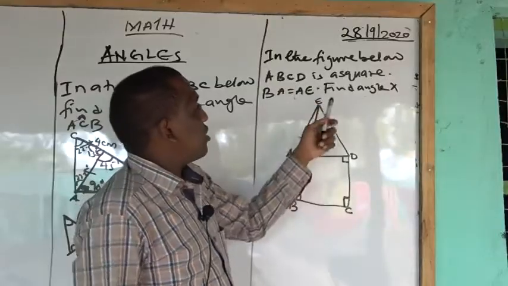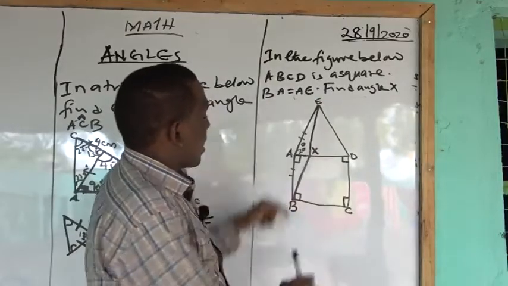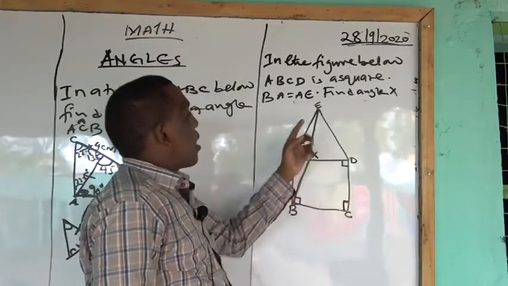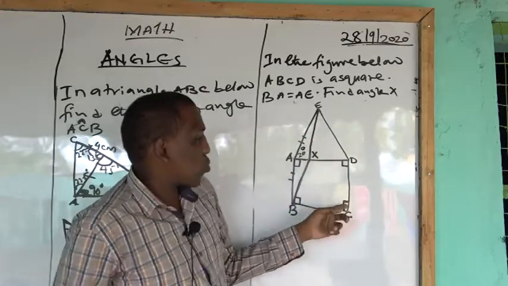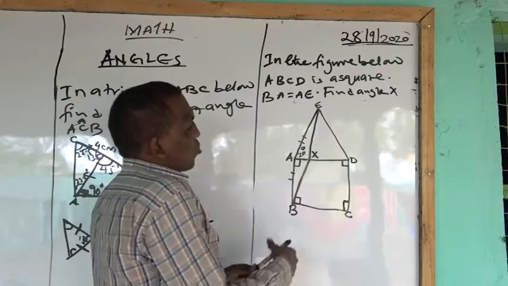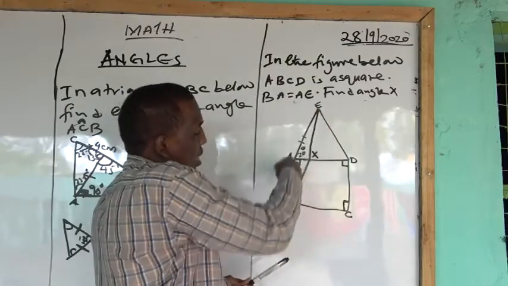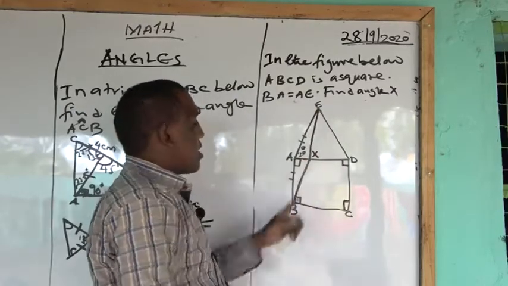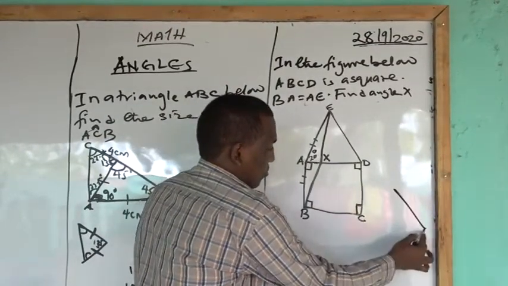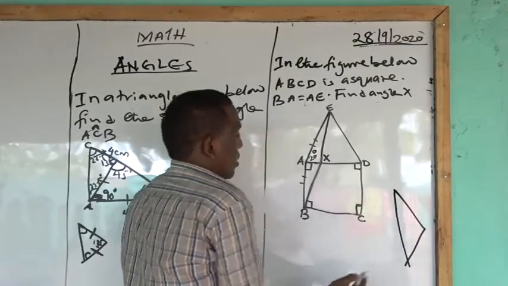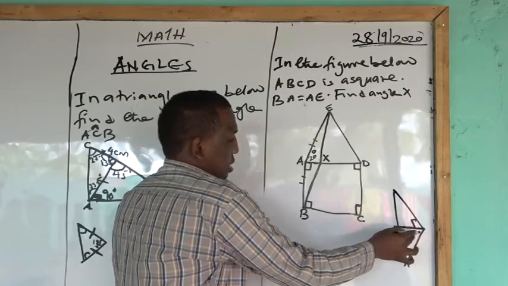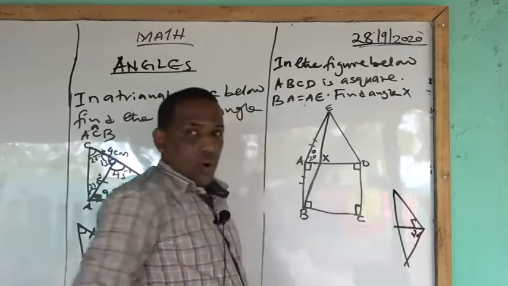So ABCD is a square. You can see BA is equal to AE. You can see those signs. You are told find angle X. This is a square. These angles are 90 degrees. Now, how do we get this isosceles triangle? In this figure, here is 90 degrees and here is 20 degrees.